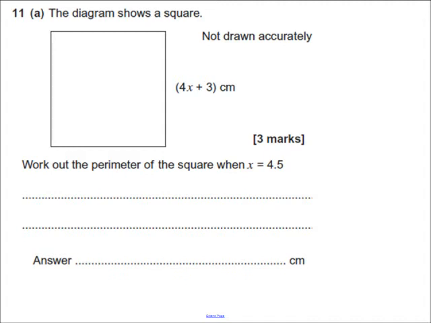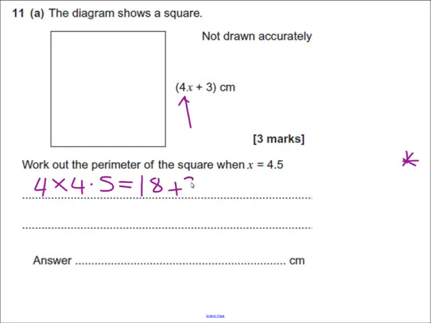Question 11a. The diagram shows a square, and we need to work out the perimeter of the square when x equals 4.5. So this is an algebra substitution question where we're required to substitute 4.5 for the letter x. So 4x means 4 times whatever the value of x is. So 4 times 4.5. Don't take any chances, use your calculator. And the answer is 18.